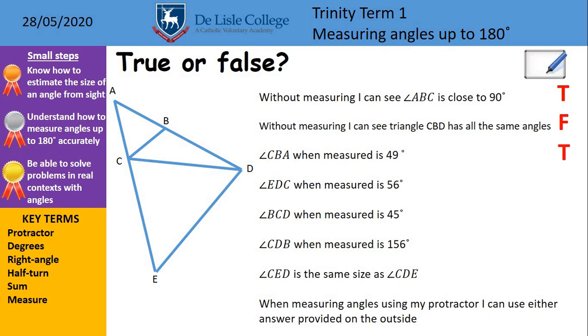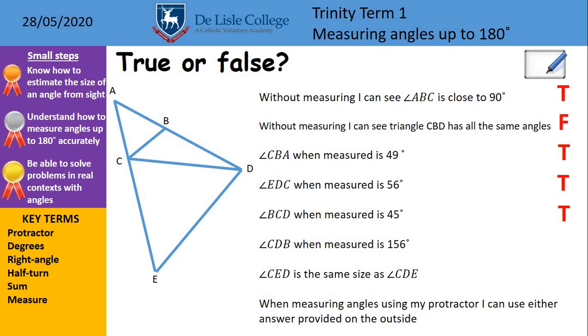CBA measured is 49. True. Again, I should have said sorry a minute ago for this. If you measured it perhaps as 48, I'd suggest you would be putting that as true, because that's very close to what it should be. That's just your error rounding for reading off the thicker lines. EDC, 56, true. BCD, 45, true.